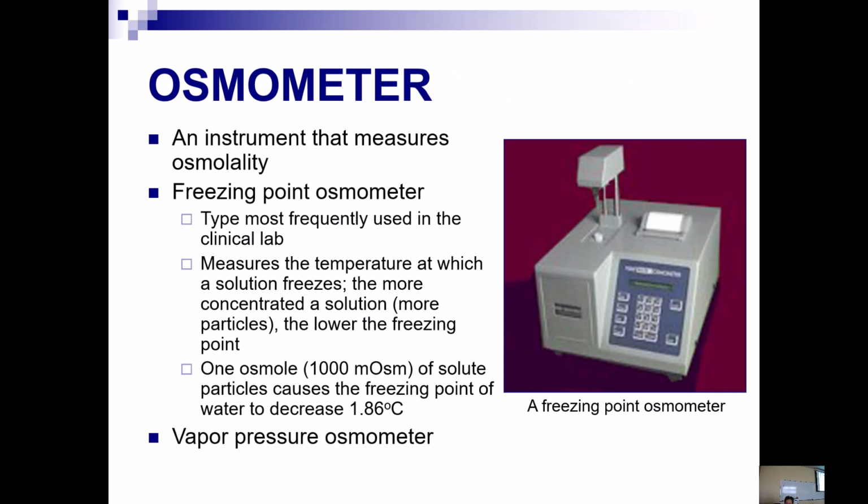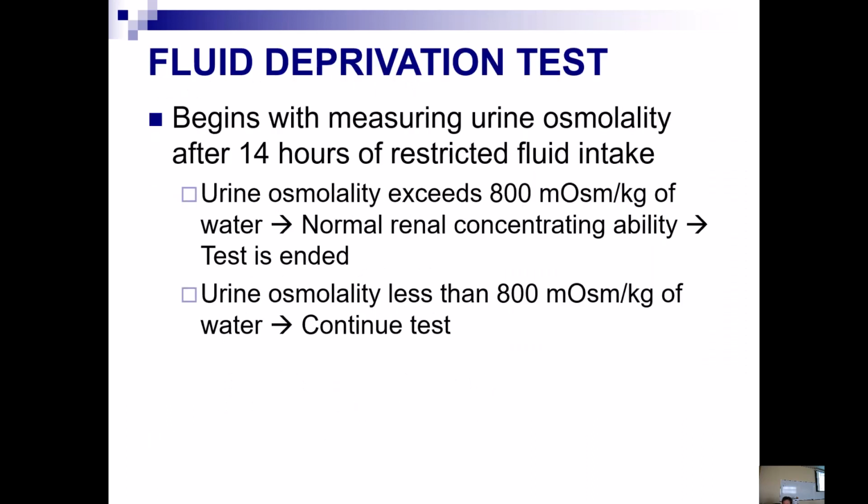So here's an osmometer. Most labs have gone away from this. Most labs don't have these in the labs anymore, but it's an instrument that'll actually measure osmolality. This is a freezing point osmometer. If the labs still have them, this is the one it's going to use most often. There are also vapor pressure osmometers. We don't see these in the labs very often.